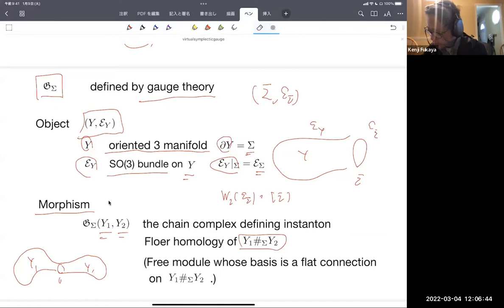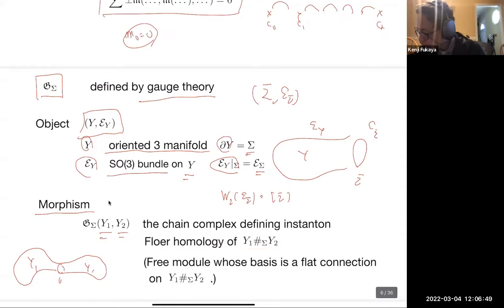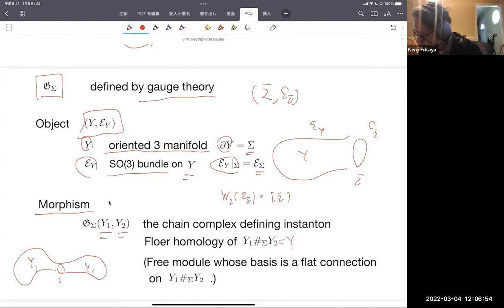And e of x, and this is y. This is y, and e of y is also some bundle. And there is a, so this is called an admissible pair. Admissible means that you have a three-manifold and an SO(3) bundle, and its restriction to some Riemann surface is not trivial.